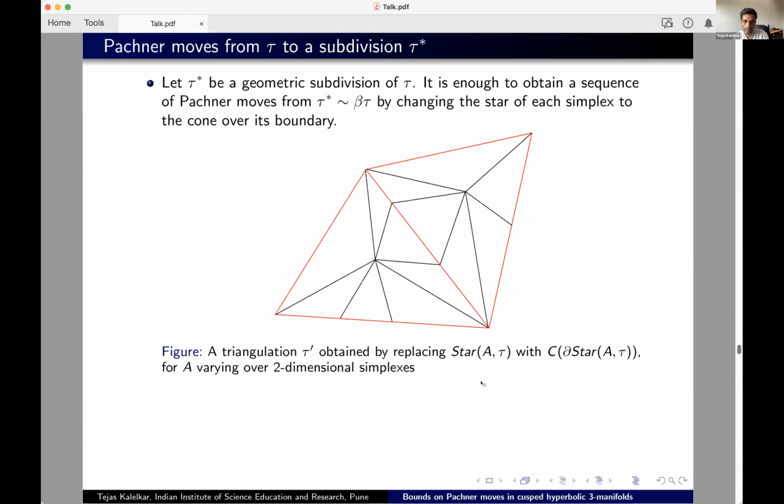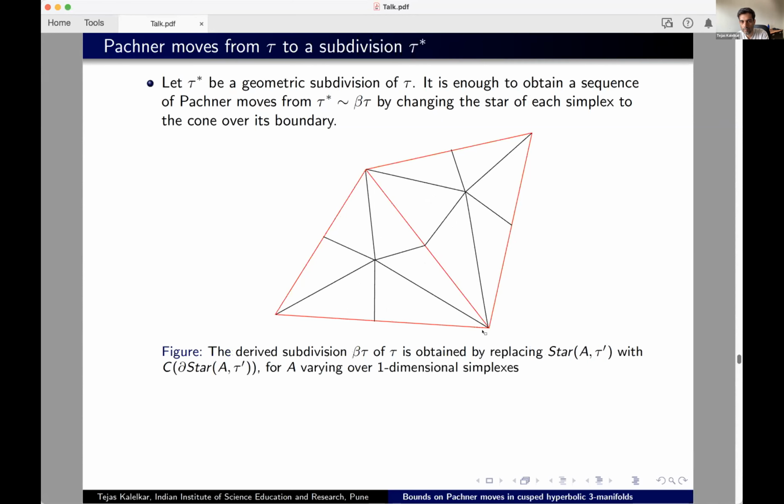I then take the edges. So I have the edge, and then I look at the union of all the simplexes which contain that edge. So this is what I get, the star of this edge. And then I replace the star of this edge with a cone over its boundary. Right? And when I do this, what you finally get is just the barycentric subdivision of the original triangulation.